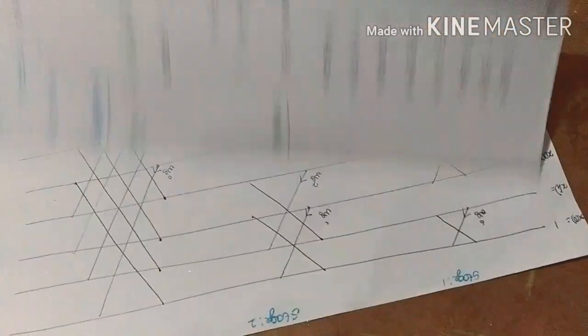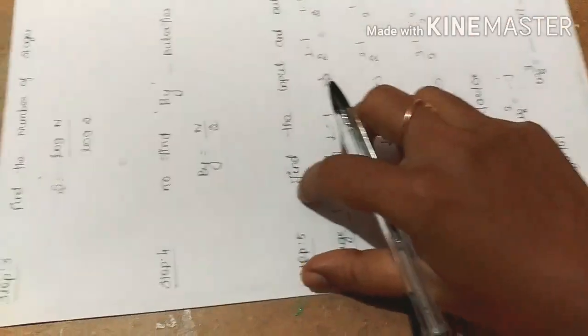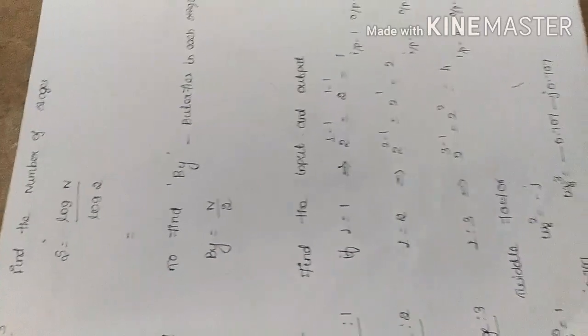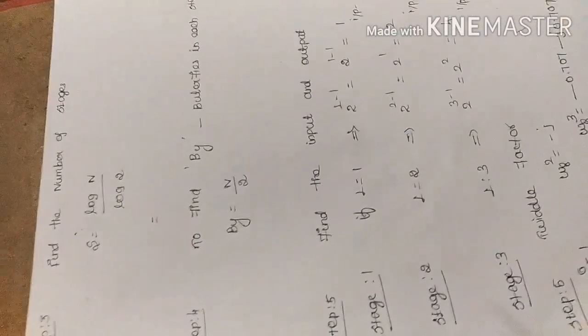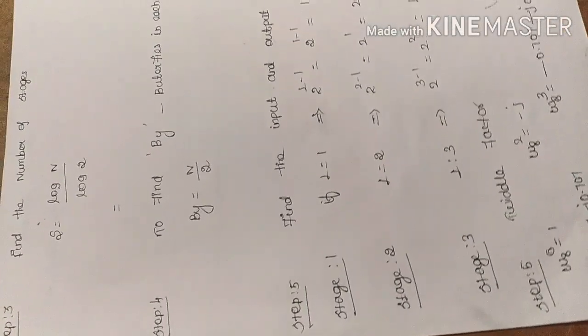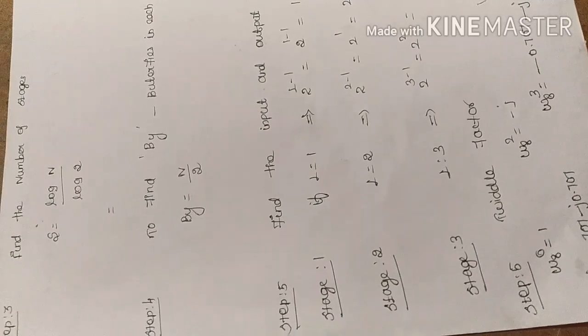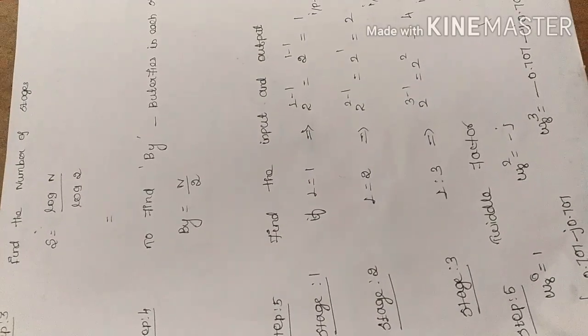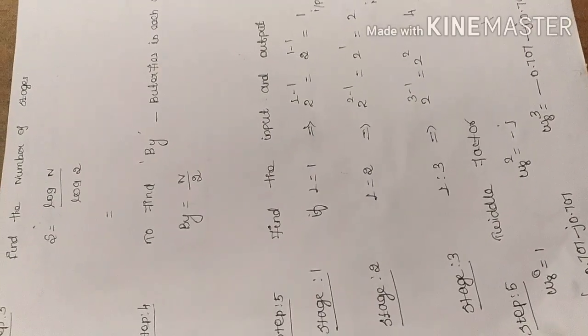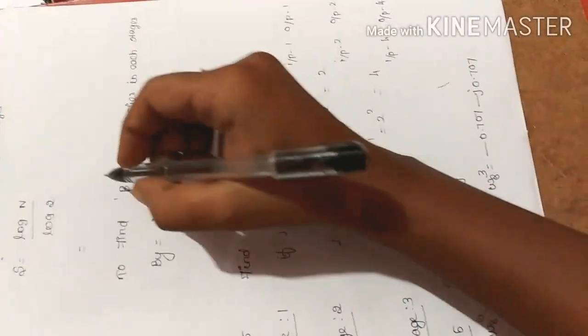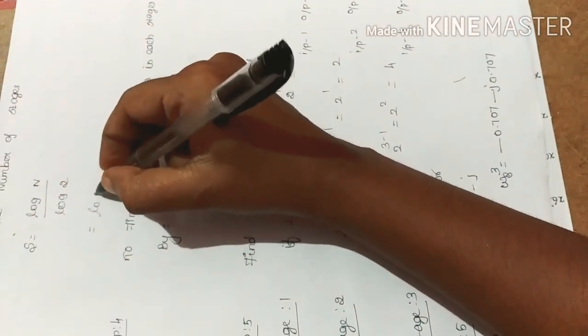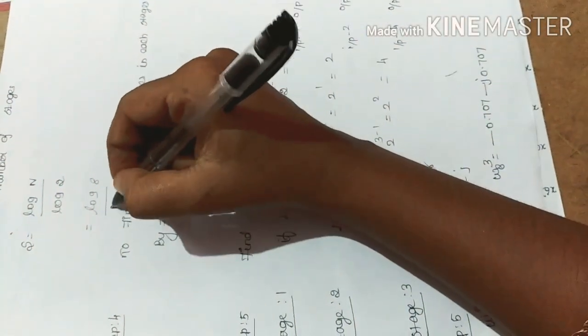Then step number 3, which is to find the number of stages. For calculating stages we have one formula: S equal to log n divided by log 2. Here our n value is 8, so substitute the value of n: log 8 divided by log 2.